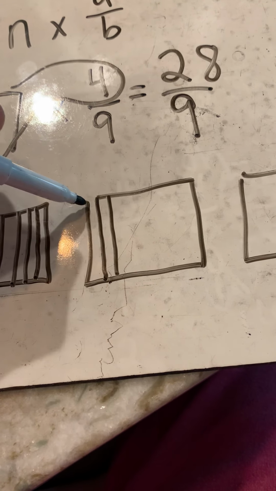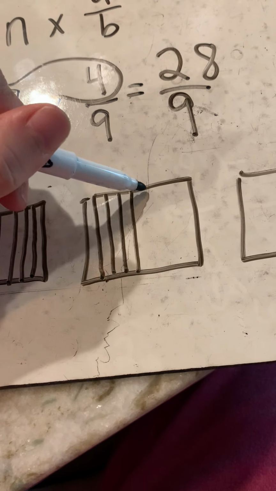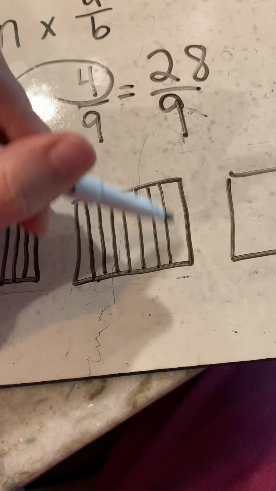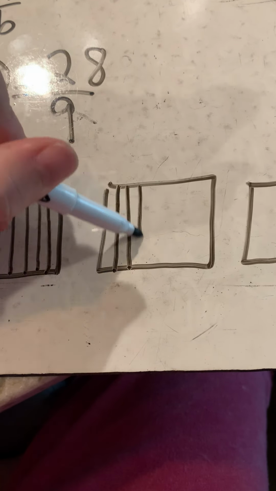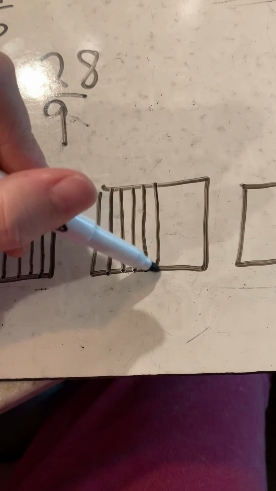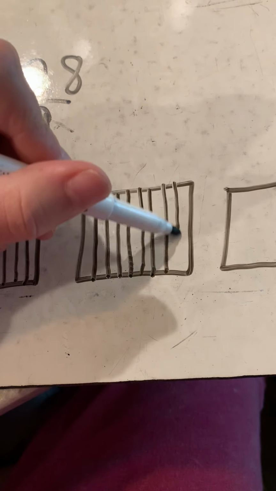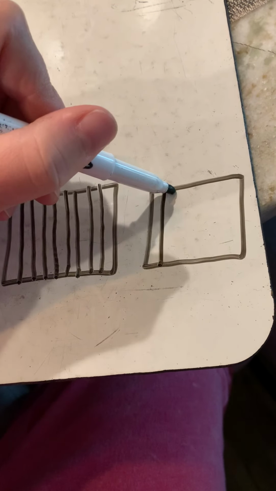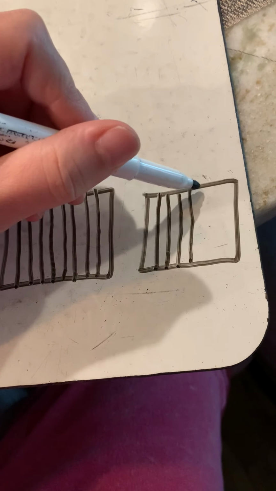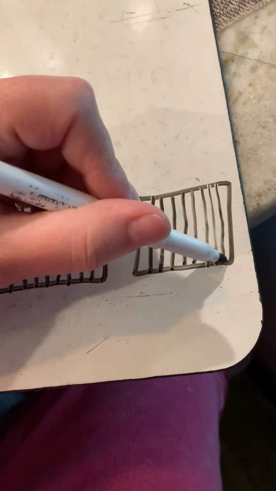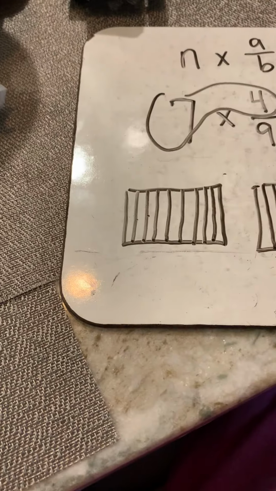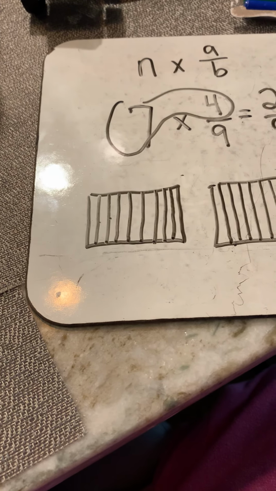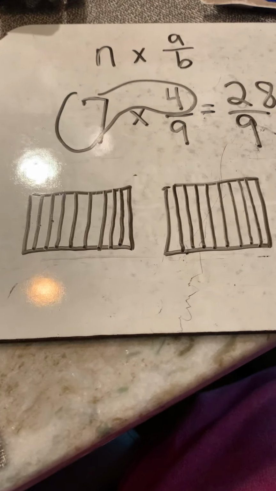I'm drawing 4 wholes, each divided into 9 pieces. Now you guys might say, Ms. Lahosky, why did you draw 4? You can just draw 1 at a time and keep counting. I have a good number sense and grasp on fractions, so I secretly know that you need to have 4. But so here we go.